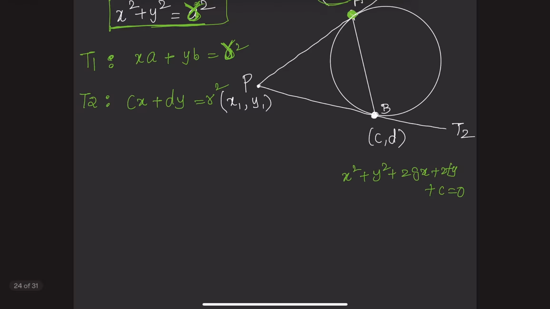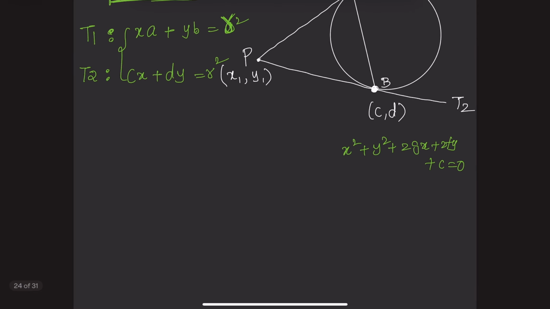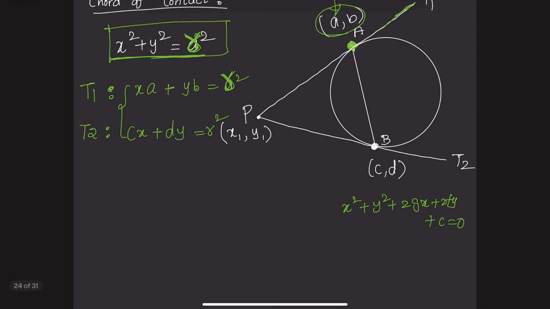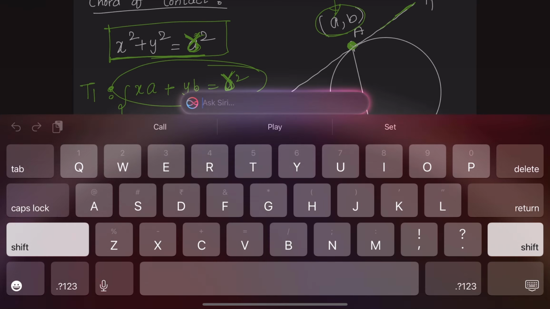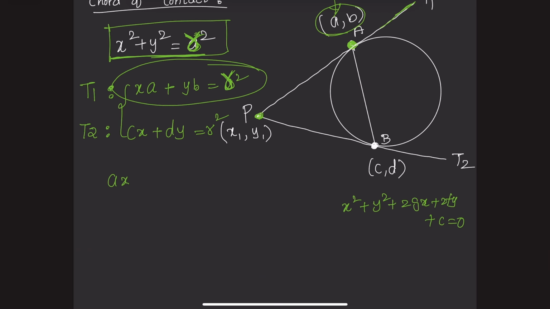All right. Now, if you compare these two equations, the first tangent passes through this particular point, so you can write a x1 + b y1 = r². Similarly, the second tangent also passes through this particular point, so you can write c x1 + d y1 = r². Now, carefully look at these two equations.